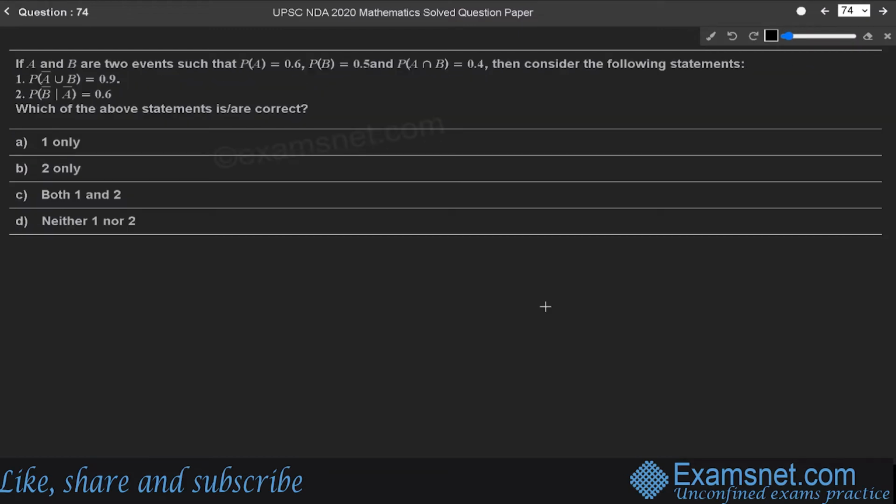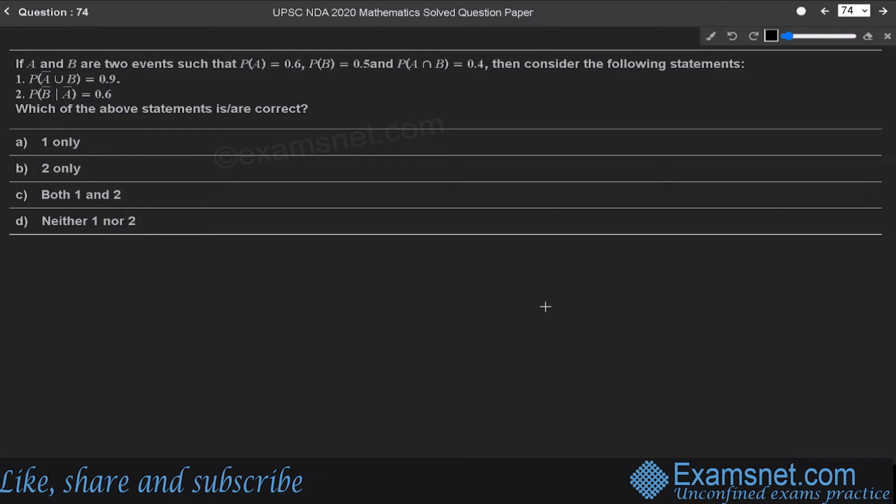Next question is, if A and B are two events such that P of A is equals to 0.6 and P of B is equals to 0.5 and P of A intersection B is equals to 0.4, then consider the following statements. Statement 1 is P of A bar union B is equals to 0.9. Statement 2 is P of B bar upon A bar is equals to 0.6. We have to find which of the statements are correct. It is a very important question and this type of question always comes in exam. I remember that it came in 2017. So now let us look at the solution for this question.